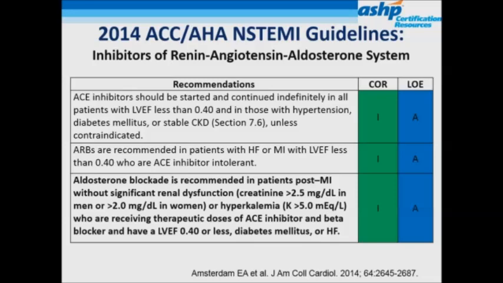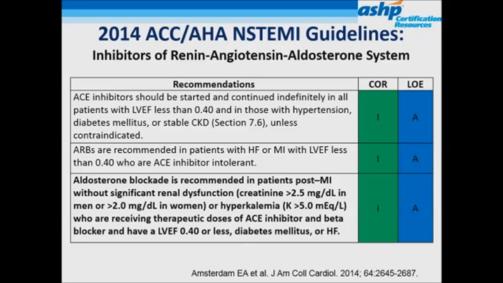And so what do the guidelines have to say about renin-angiotensin-aldosterone blocking medications? ACE inhibitors in patients with an EF of less than 40, or with hypertension and diabetes or stable CKD, class 1A recommendation. That's not overly surprising, right? We all know about ACE inhibitors in this space. ARBs, class 1A if patients are ACE intolerant.